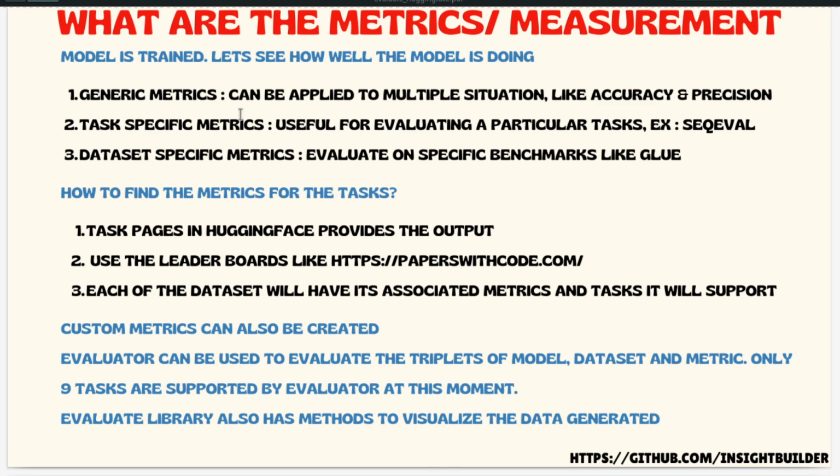And there are generic metrics that can be applied for different situations, like accuracy and precision. You can apply these in multiple tasks, but there are task specific metrics also. Like in the case of seqeval, you can only use it for NER, that is the named entity recognition task. And there are dataset specific metrics like GLUE. So I'll be introducing a couple of dataset specific metrics also.